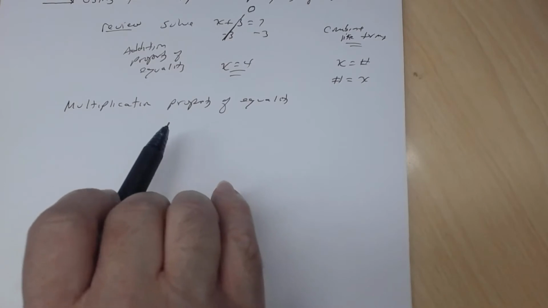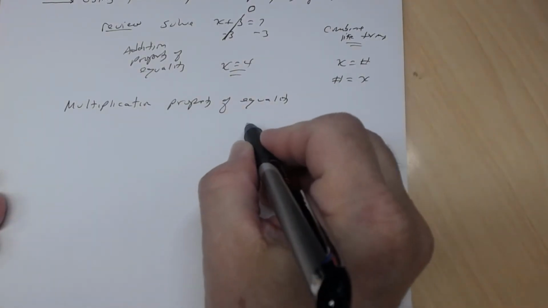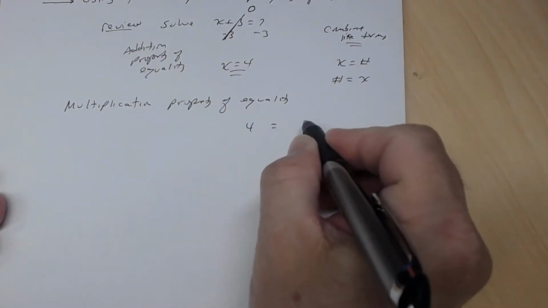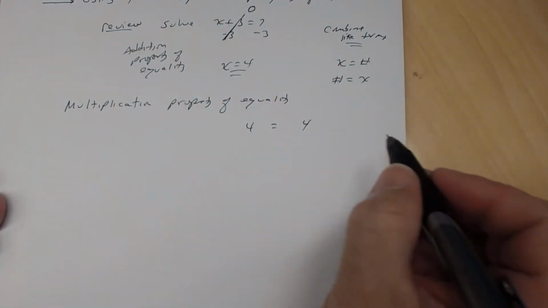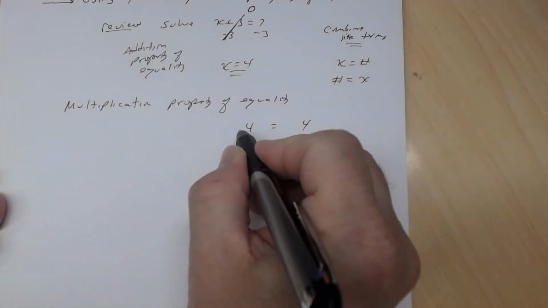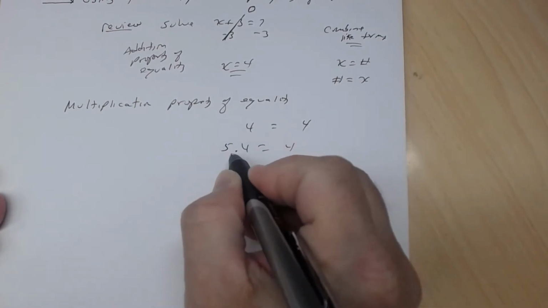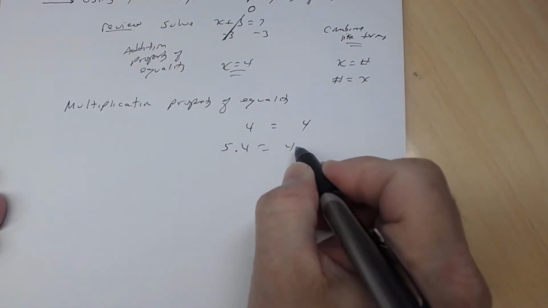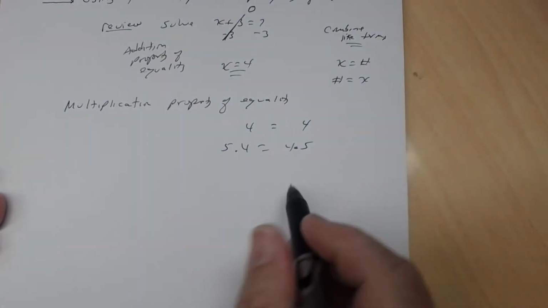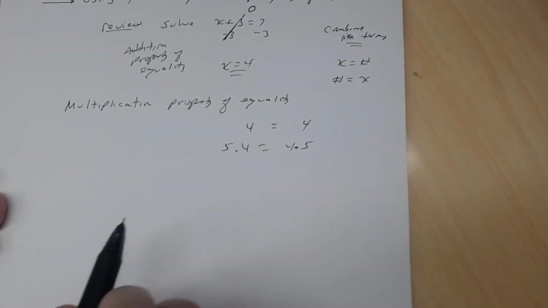Multiplication property of equality, same thing. If, for instance, 4 is equal to 4, we know that, so that's a true statement. If I multiply 4 by 5 on this side, then I've got to multiply this 4 by 5 as well. So what I do to one side, I have to do to the other.